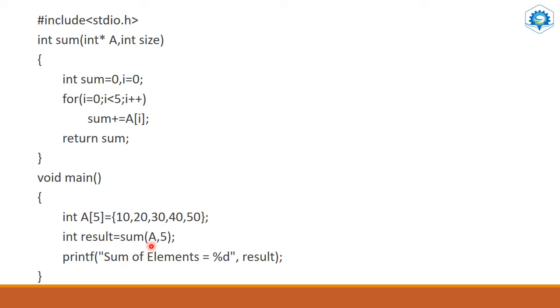Here you can also write it like this, int *a. This notation is also used to denote that we are passing the address of a as an argument to the function. This notation is also correct when we pass arrays as function arguments.